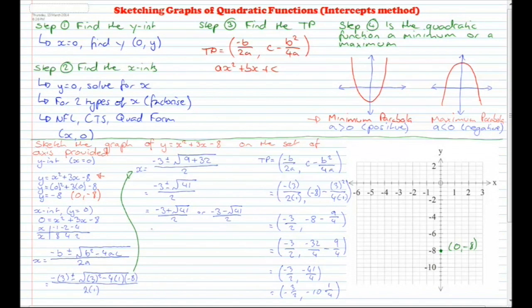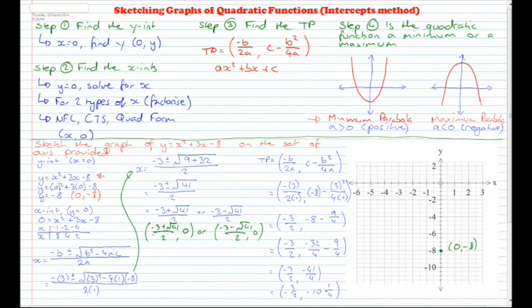Now these as coordinates will end up being negative 3 plus root 41 on 2, comma 0, because our y is 0, or negative 3 minus root 41 on 2, comma 0. Now of course, once again this is difficult to know exactly where this falls, so what you need to do is go through and write this into your calculator and press Control Enter, and it will give you an approximate value.